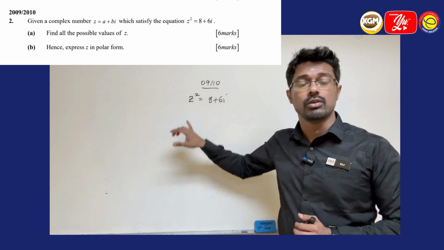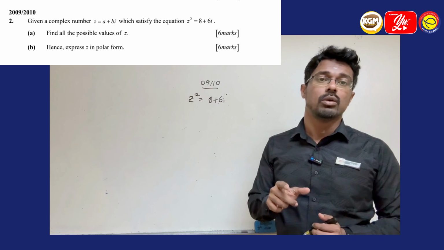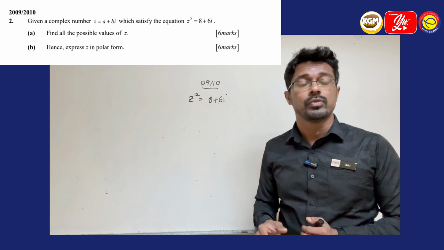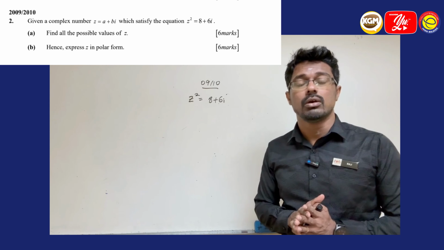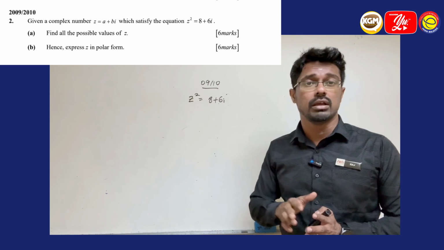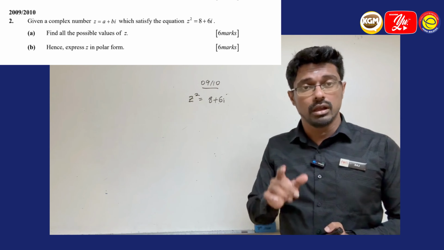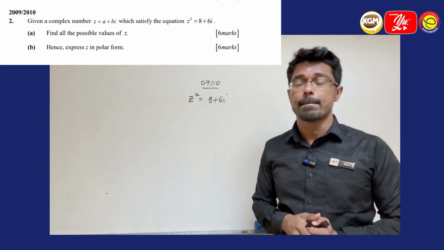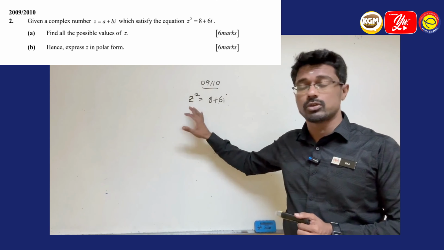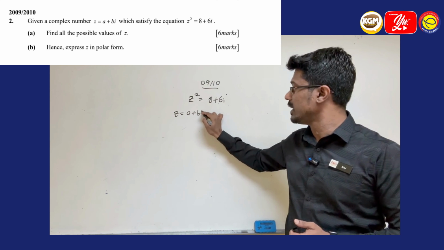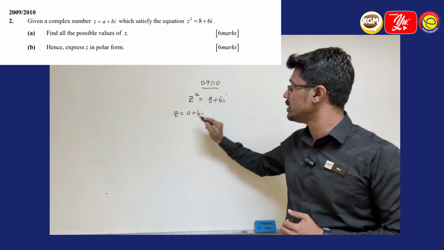The good thing, if you look at the question, is they told us what z is. z is a complex number in the form of a plus bi. Even if they never mention z equals a plus bi, you should understand that if anything is mentioned as a complex number, it is of the form a plus bi. So let us substitute that. We know z is a plus bi, so I'm going to substitute into my equation.